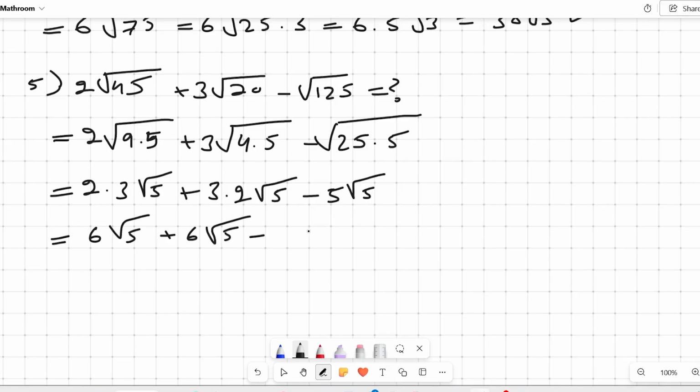Square root of 5 minus 5 is square root of 5. As these two have the same sign, 6 plus 6 is 12. 12 minus 5 is equal to 7. 7 times the square root of 5.